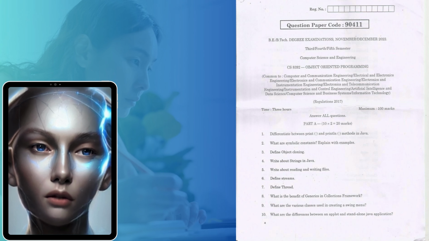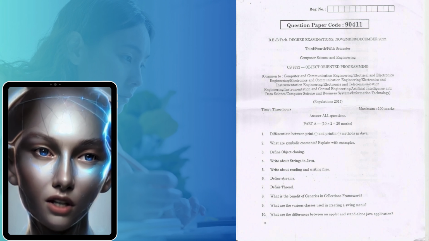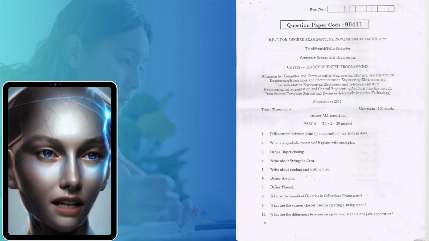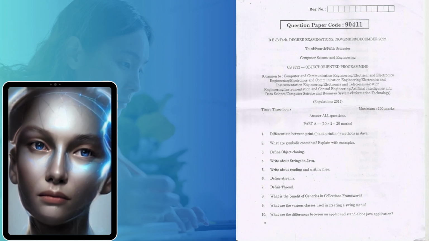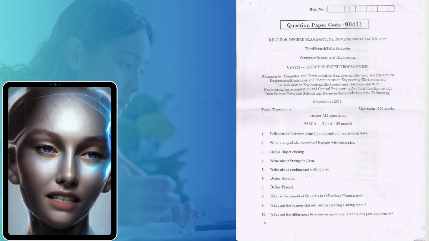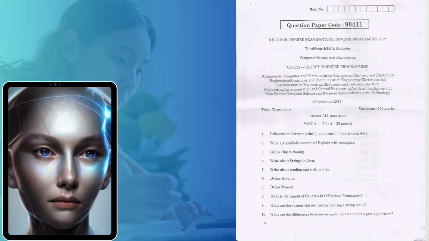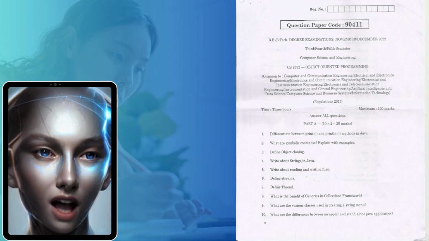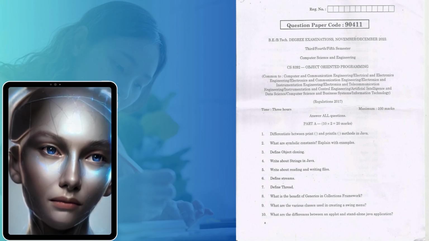Question paper of November/December 2022. Part A, 2 marks. 1. Differentiate between print and println methods in Java. 2. What are symbolic constants? Explain with examples. 3. Define object cloning. 4. Write about strings in Java. 5. Write about reading and writing files.